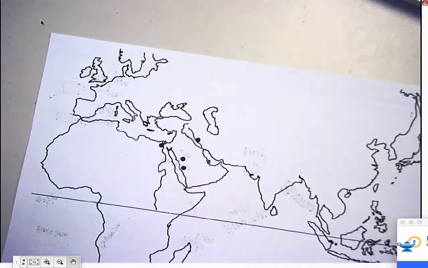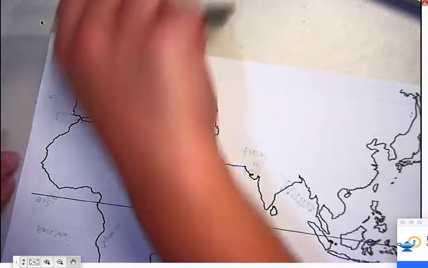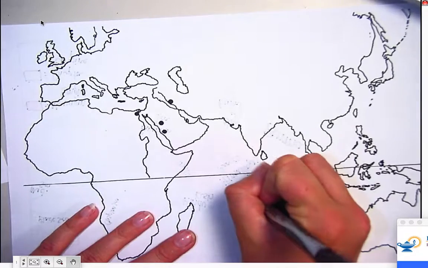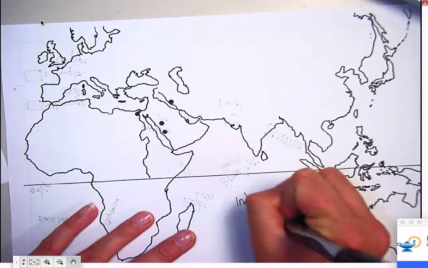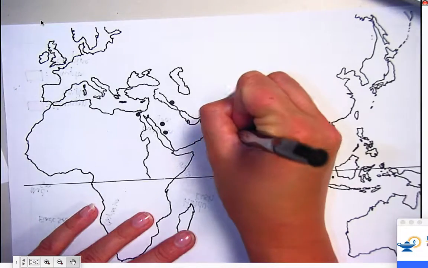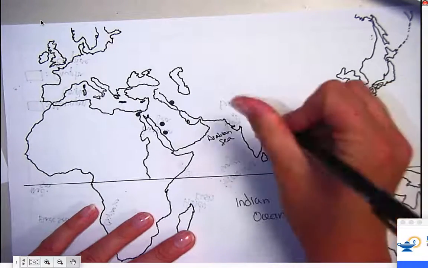This side is much harder. You need way more color, I promise. Okay, here we go. This is your Indian Ocean, your Arabian Sea, Bay of Bengal.